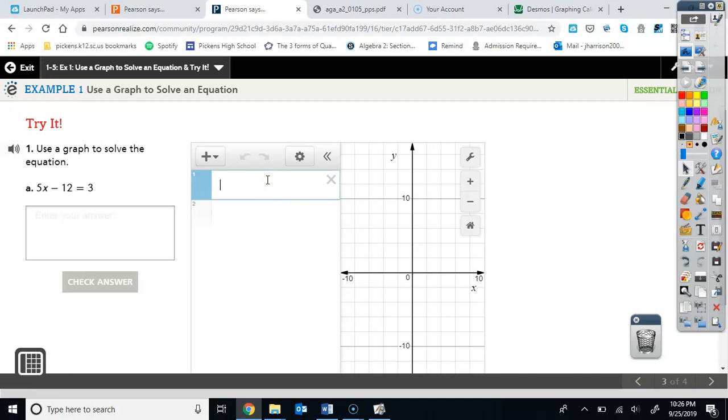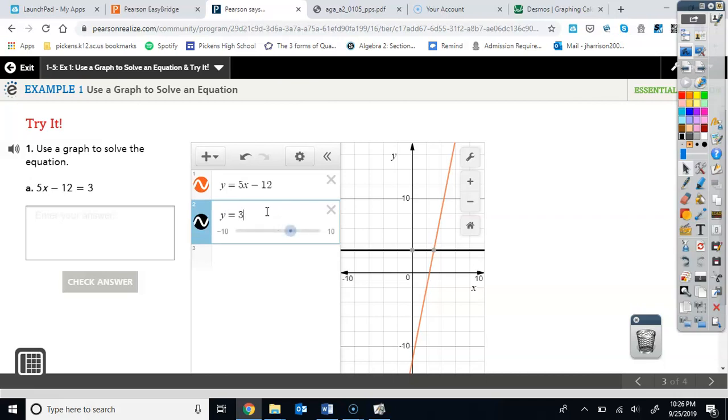So if I were to take 5x minus 12 and set it equal to y, that would be y equals 5 times x minus 12. I can just type that one into the calculator just like I normally would in a normal calculator, using the keys on my keypad. Notice it graphs that equation for me. And then I want to know when it is equal to 3. Or in other words, I want to know when it crosses the other graph, y equals 3. Take both sides of the equation to figure it out.